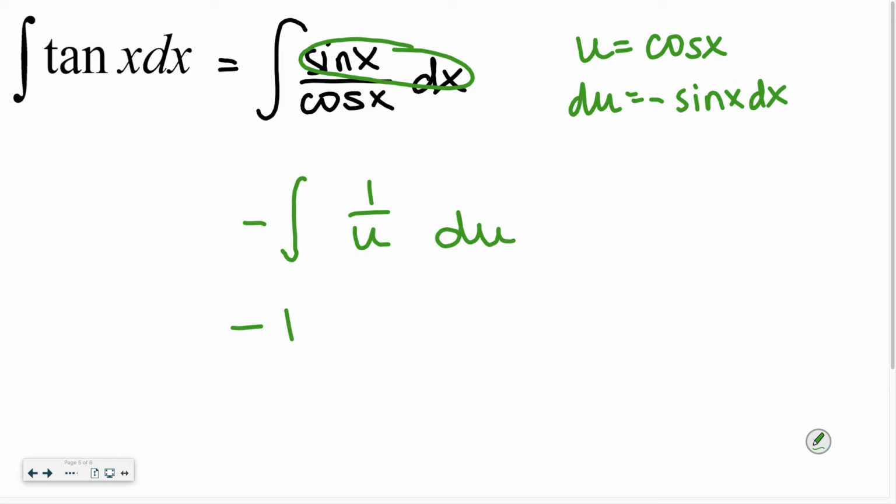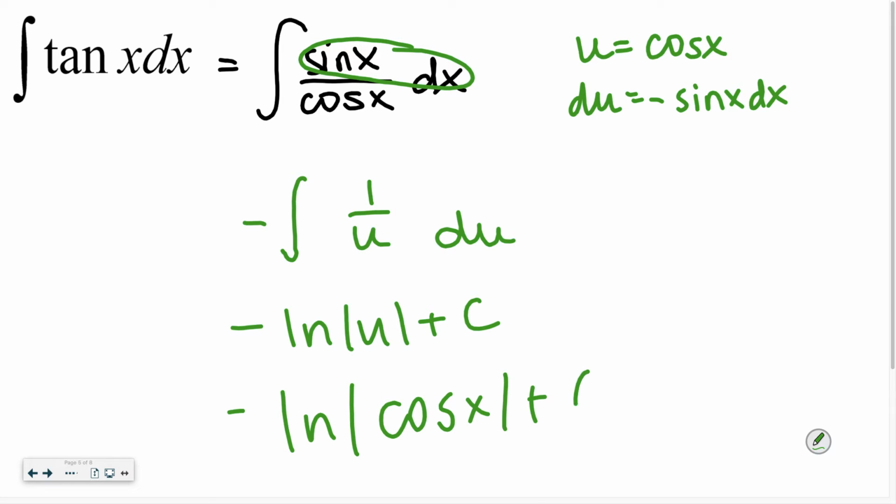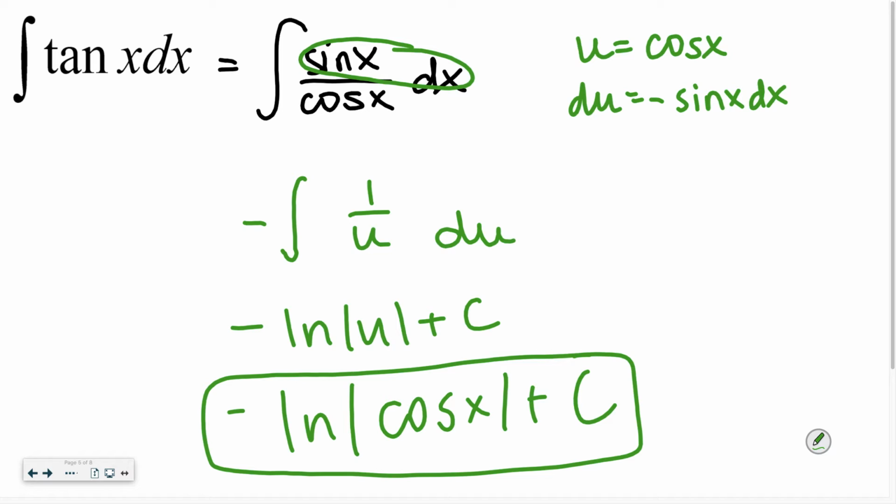So we have negative natural log of the absolute value of u plus c, which we would then throw in the cosine of x plus c. Here is our antiderivative for tangent. If I remember correctly, either you have cotangent in your homework over the weekend, or that will be our warm-up problem on Monday. Tangent and cotangent both have to be written as fractions, and then we use u substitution for it.